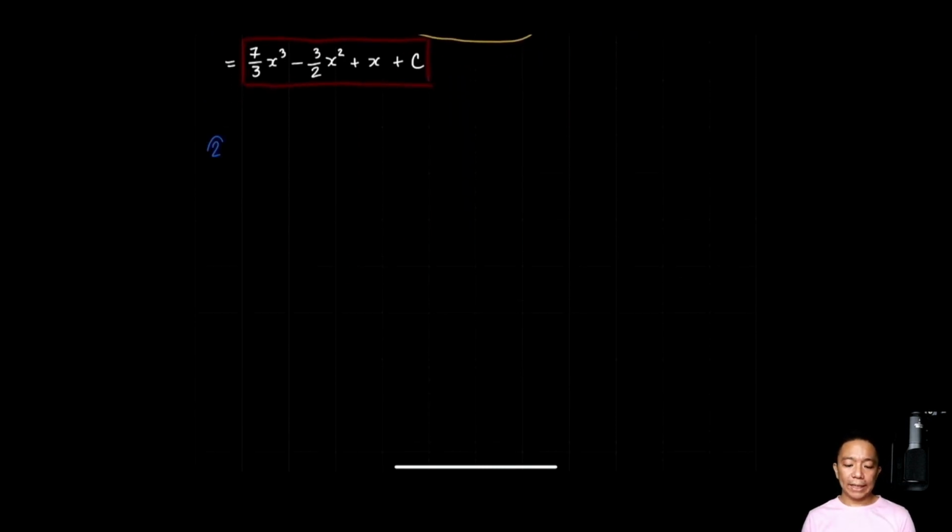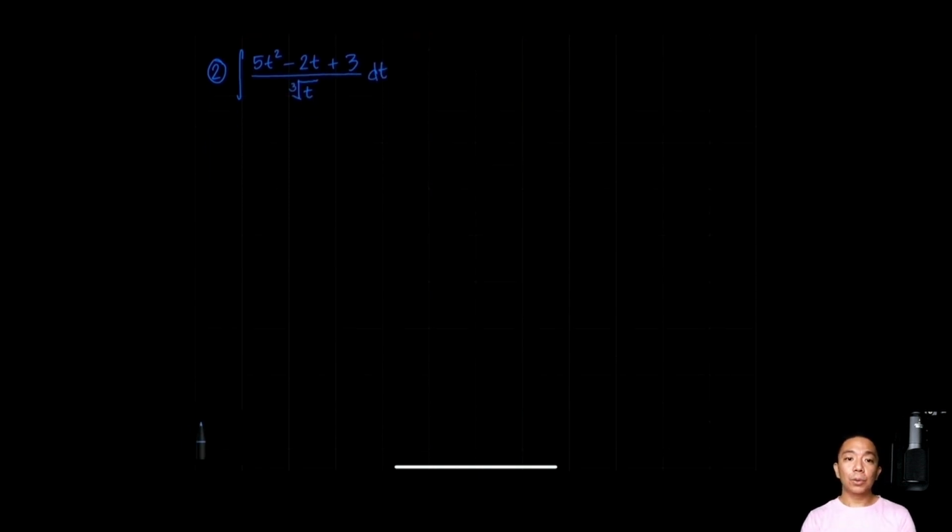Let's move on to the next item. Now we'll look at the antiderivative of 5t squared minus 2t plus 3 all over the cube root of t. So I'll just change the variable from x to t. Take note na yung dx magiging dt kasi ang variable natin ay t na, hindi na x. So my first step will be to rewrite yung cube root of t as t raised to 1/3 at i-distribute ko siya sa lahat ng terms.